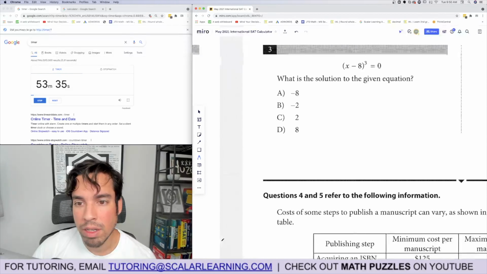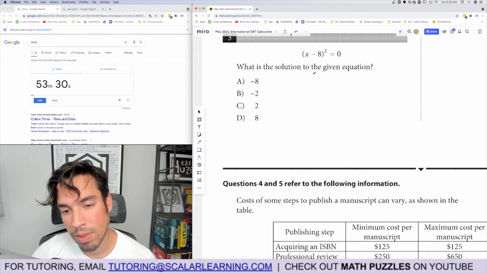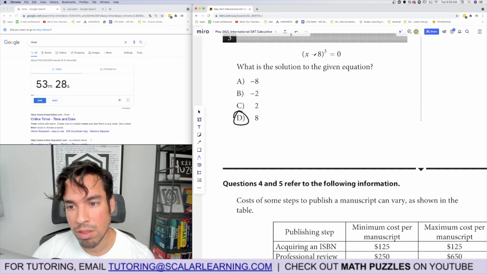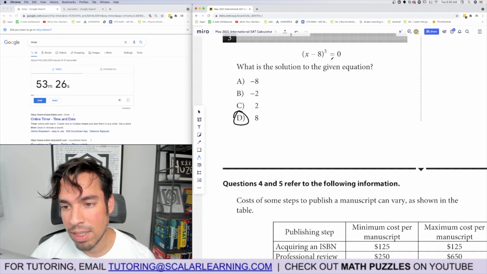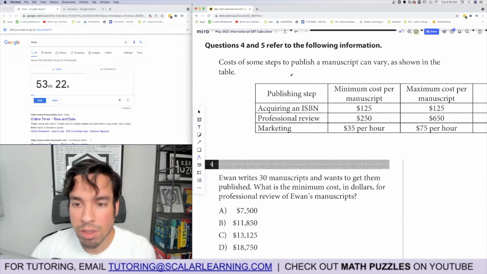Okay, number 3. What is the solution to the given equation? All right, it's 8. Not even going to do anything because, look, if we're trying to get this equal to 0, 8 minus 8 is 0. 0 cubed is still 0. Boom, done.